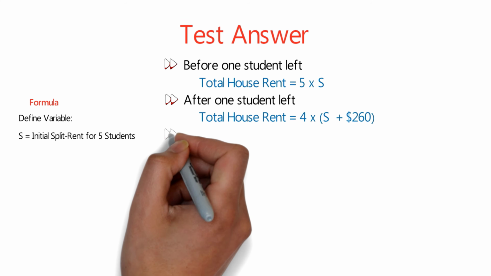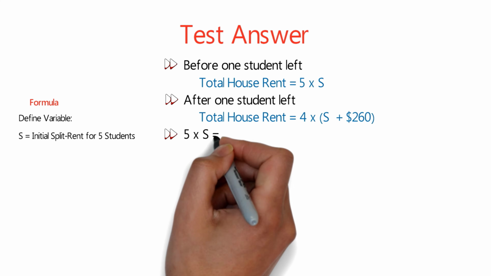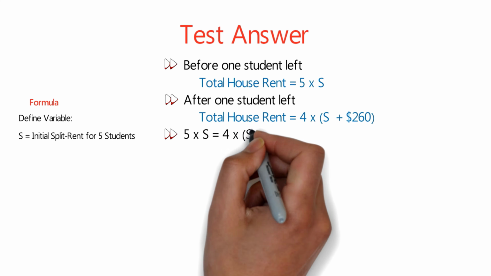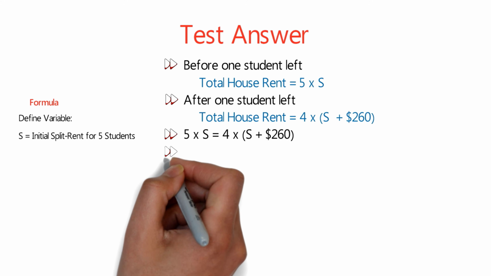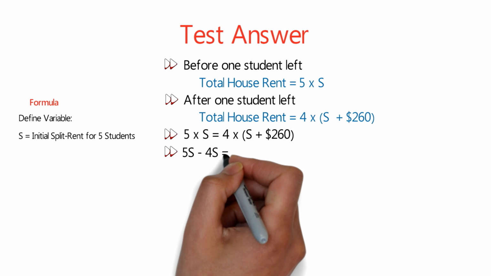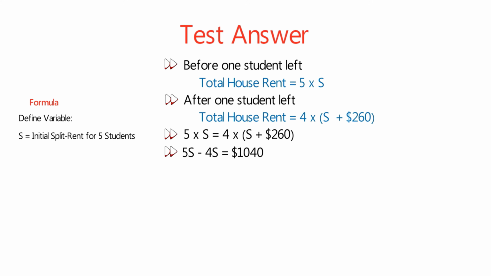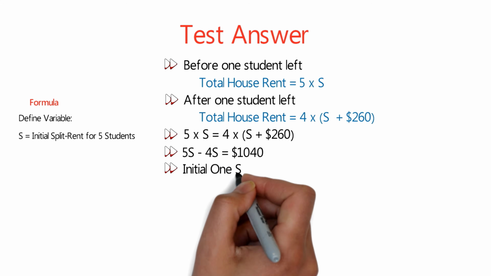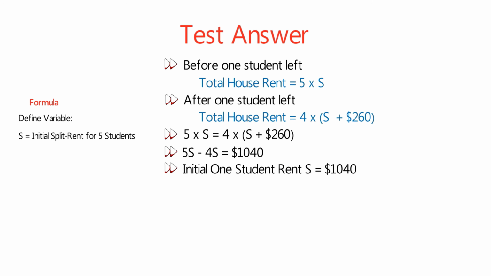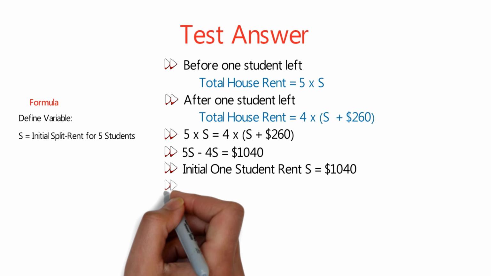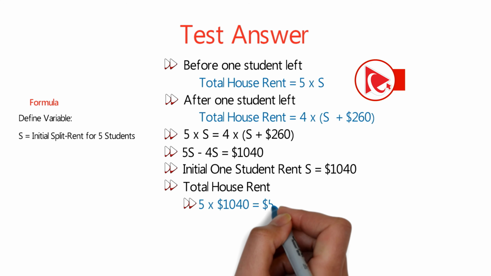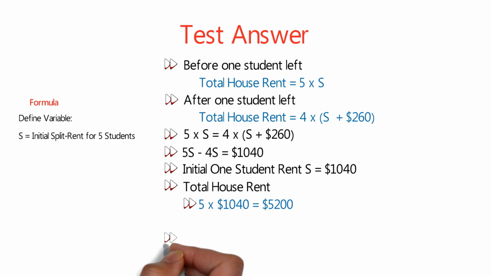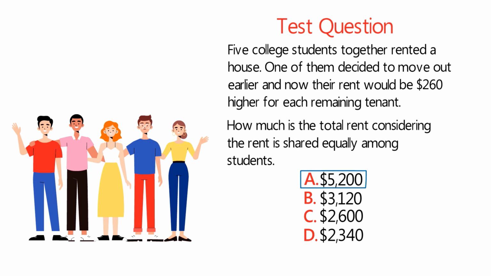Using both approaches, we can create an expression: 5 multiplied by S equals 4 multiplied by the value in parentheses S plus $260. Once we simplify it, we'll get to the equation 5S minus 4S equals $1,040, which means that S equals $1,040, which represents the initial 1 student rent. To calculate total house rent, we need to multiply 5 by $1,040 and the result will be $5,200. So the answer is choice A, $5,200.